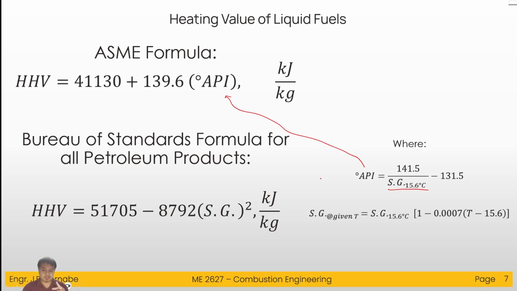Those are two alternative methods you can use. We also use the Bureau of Standards method. So for the Bureau of Standards, we also have this formula for finding the higher heating value.